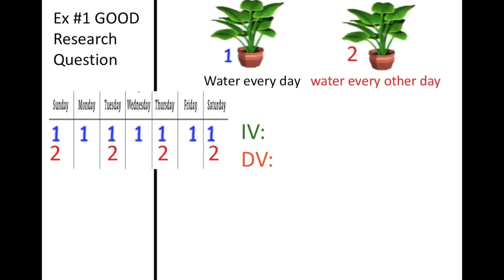What is the independent variable and dependent variable? Go ahead and pause this, think about it, and start the video back up when you're ready. So the independent variable for this would be the amount of water that the plants are getting. And what you're trying to find out is probably about the growth. You're just trying to figure out whether or not this allows the plant to grow more or less.